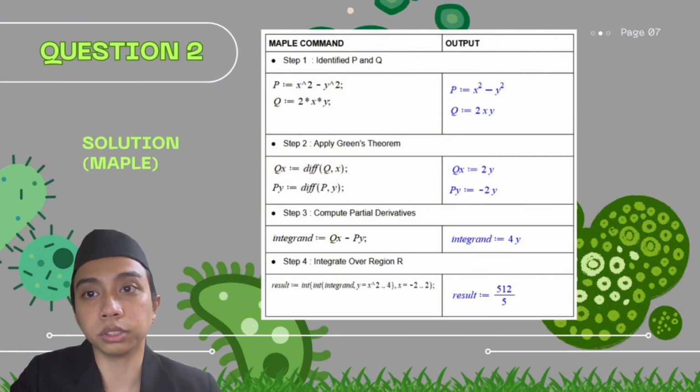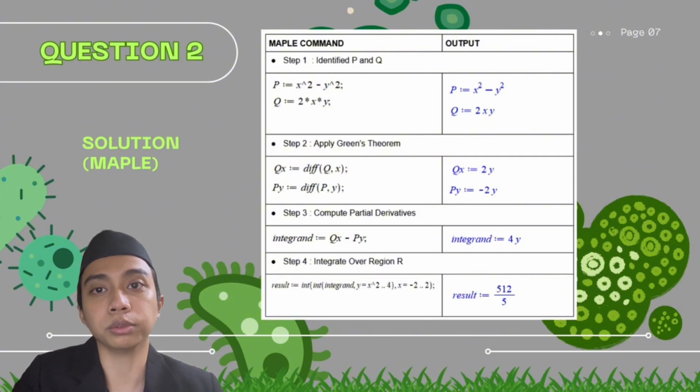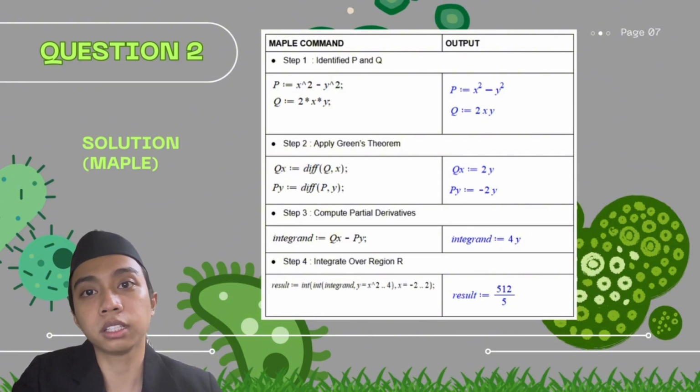Then step 4, integrate over region R. So the result equals the integral, in brackets, of the integral of the integrand, y from x squared to 4, and x from negative 2 to 2. So closing the brackets, the result is 512 over 5.